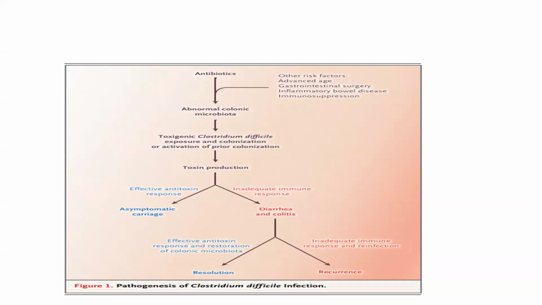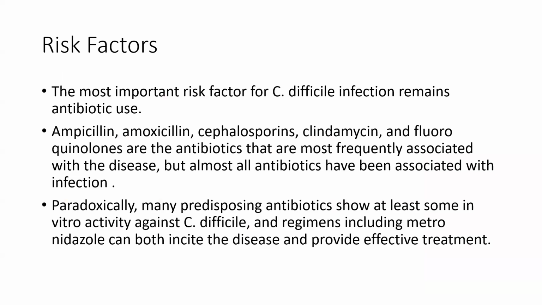When Clostridium difficile produces the toxins, if there is no appropriate antitoxin response to the toxin, that leads to asymptomatic carriage. If there is an inadequate immune response, then the patient will suffer from diarrhea or colitis. At this stage, if there is an appropriate response, there is resolution of symptoms. And if there is an inadequate immune response or reinfection, then there will be recurrence. So we'll see what the risk factors are.